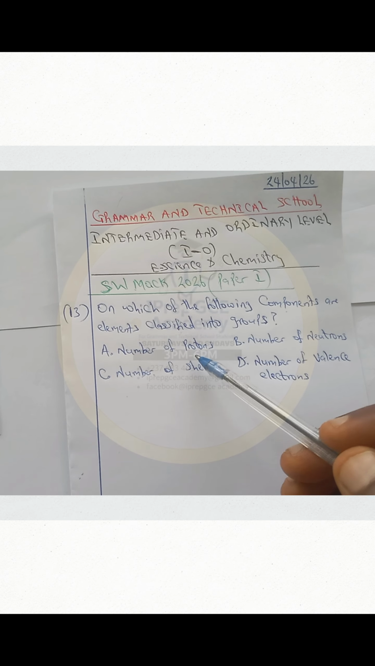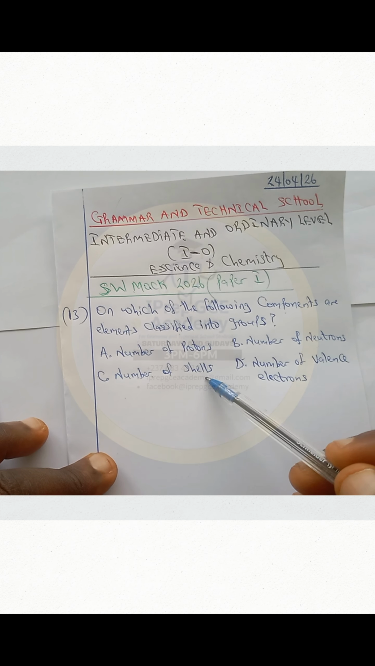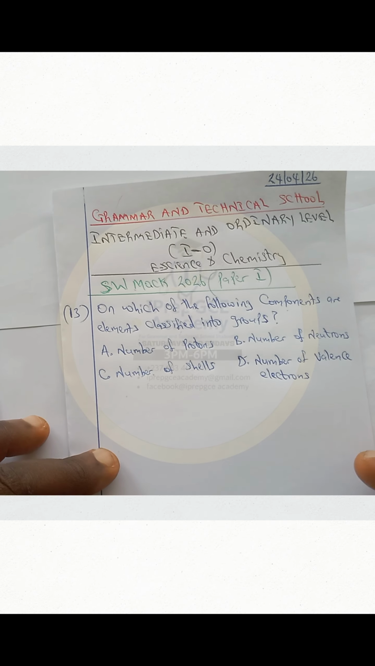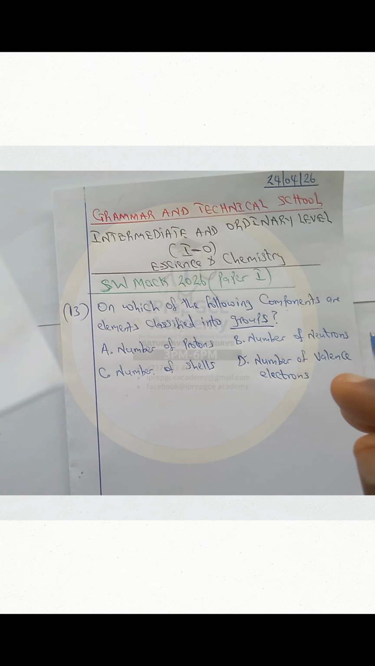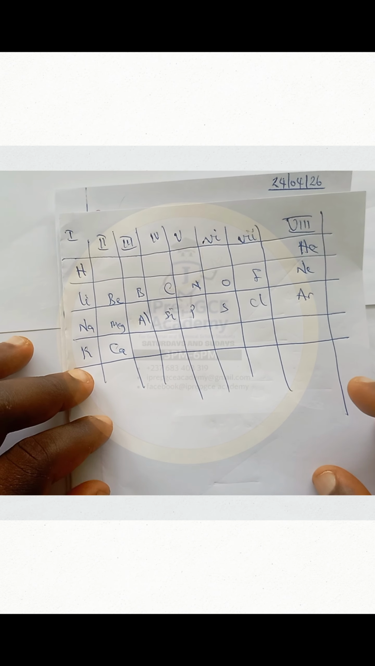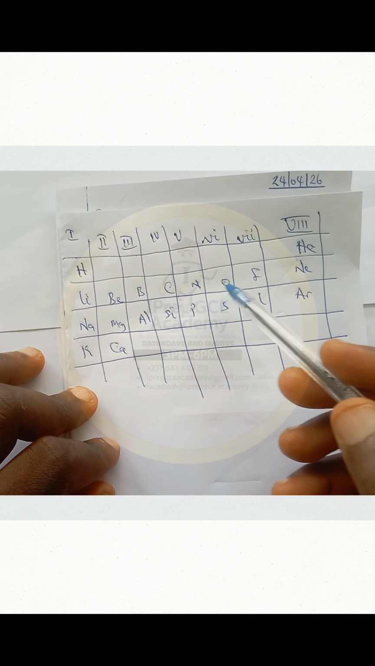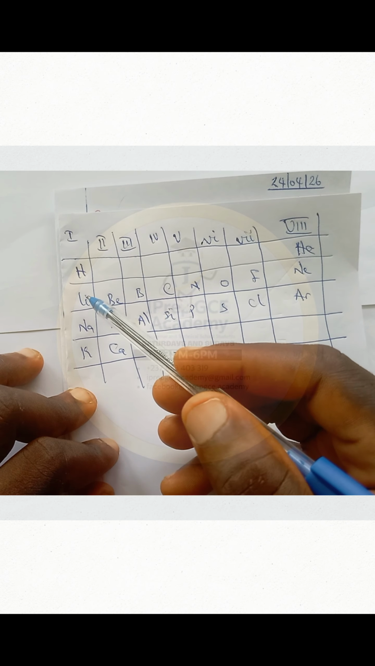A, number of protons. B, number of neutrons. C, number of shells. D, number of valence electrons. To understand what they're asking for, what do they mean by groups? Well, this is the periodic table, a simplified version of it. For secondary school, you're expected to know and memorize the first 20 elements. I've taken my time to draw this very quickly, and I have arranged the elements into groups.